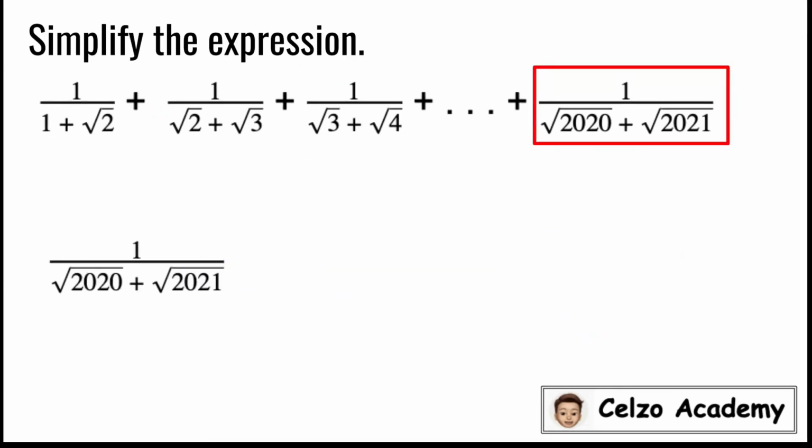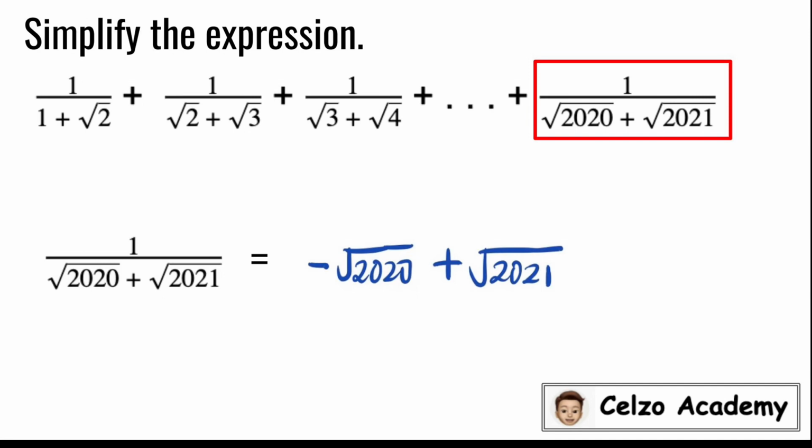For the last fraction, 1 over square root of 2020 plus square root of 2021, based on the patterns you observe for the three fractions, can you guess the answer for this last fraction? The simplest form of this fraction is -root 2020 plus root 2021.